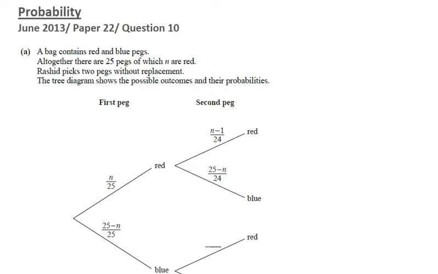So we have a total of 25 bags, out of which n are red. So if we have n red bags, how many blue bags do we have then? The total is 25 and n are red, so 25 minus n will be the number of blue bags. Okay, so if we write the probabilities, most of the values on the tree diagram are already filled.